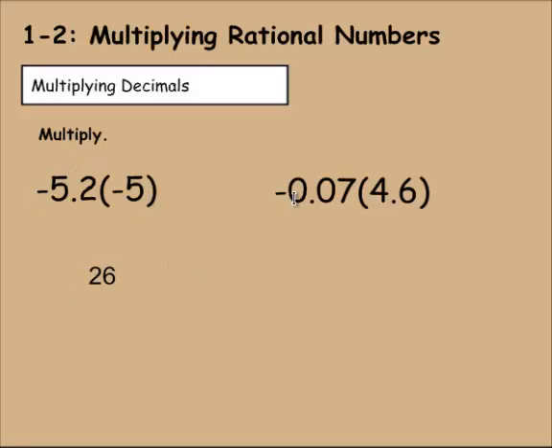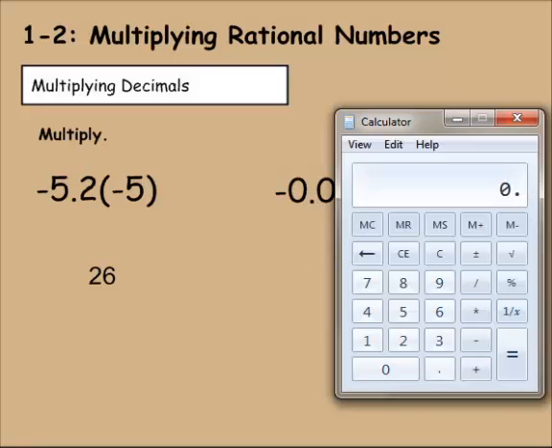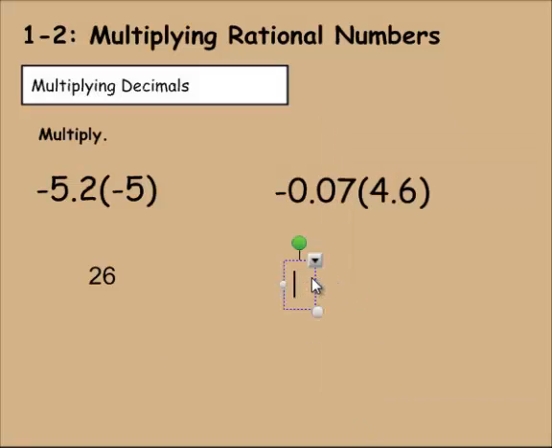Now we have negative 0.07 times 4.6. So 0.07 times 4.6 is 0.322. And then we have a negative and a positive, which means the signs are different, so our answer will be negative 0.322.